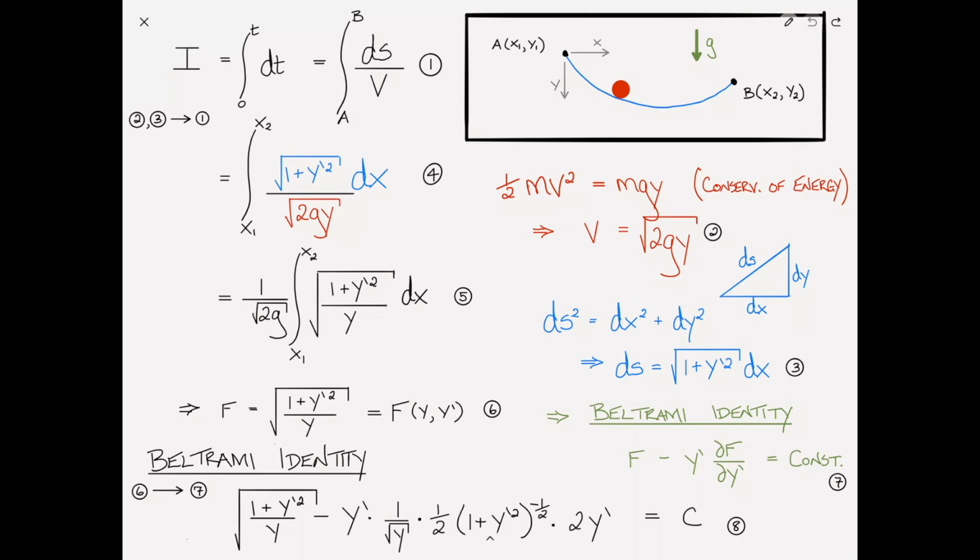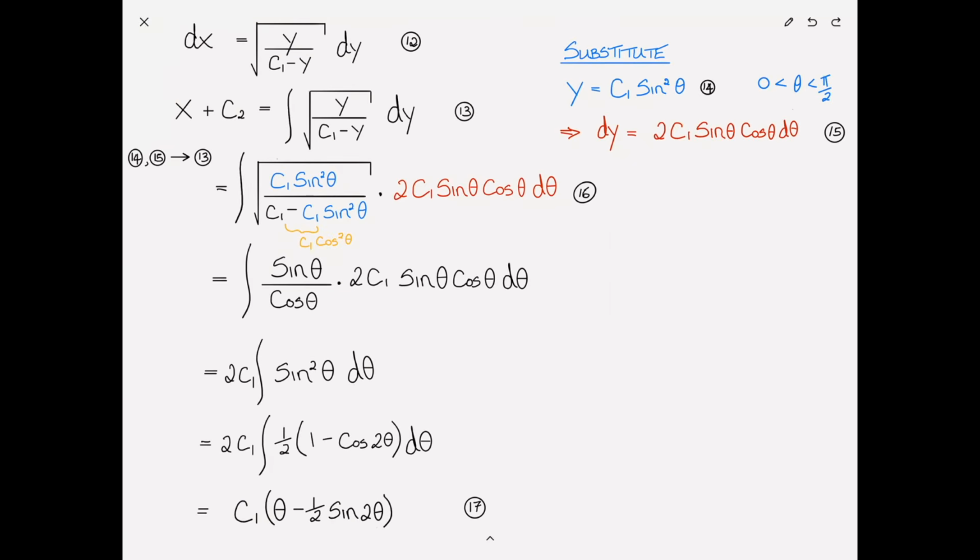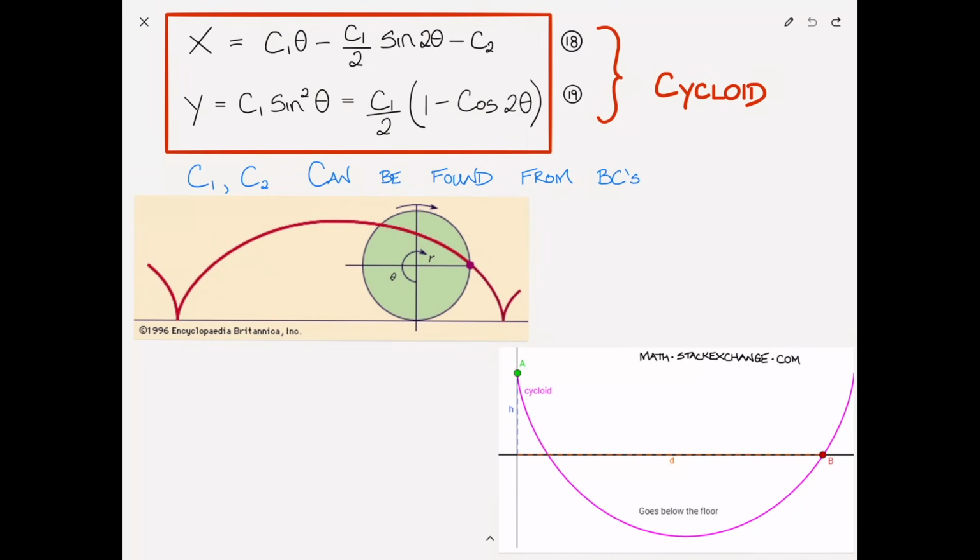That's the form that the Euler-Lagrange equation reduces to in this case. We substituted our functional into the Beltrami identity. We integrated it by making a substitution over here. And when we performed the integration, we ended up with an equation describing a cycloid.